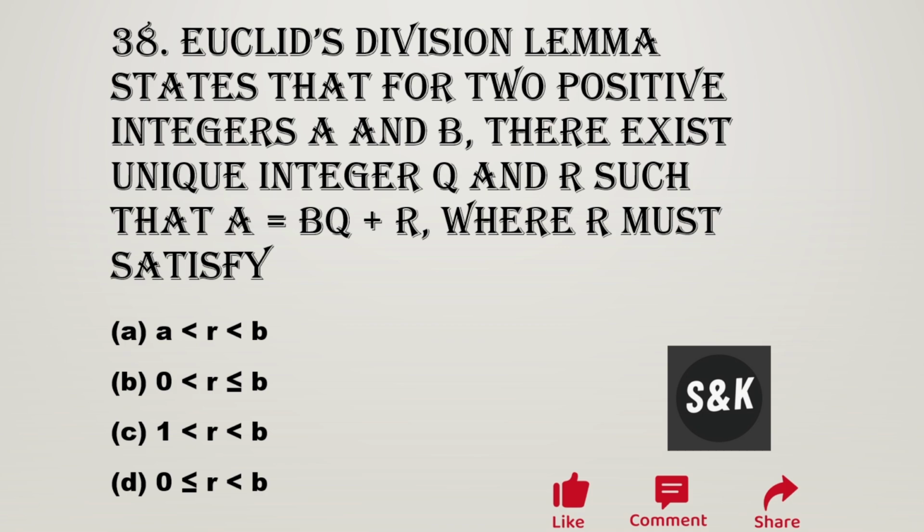Euclid division lemma states that for two positive integers a and b, there exist unique integers q and r such that a equals b q plus r, where r must satisfy 0 less than or equal to r less than b. Option B is correct.